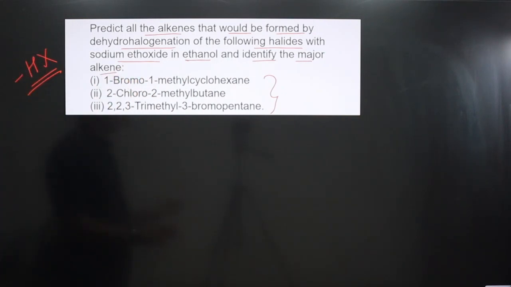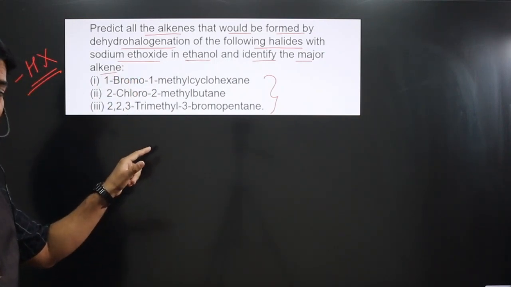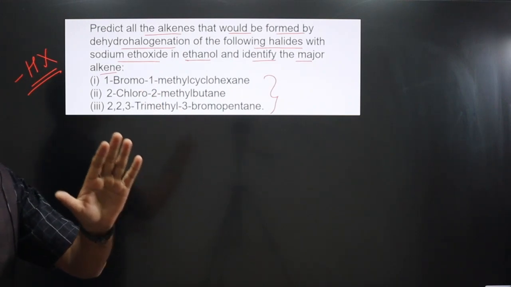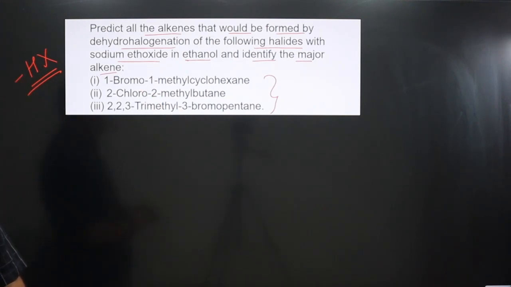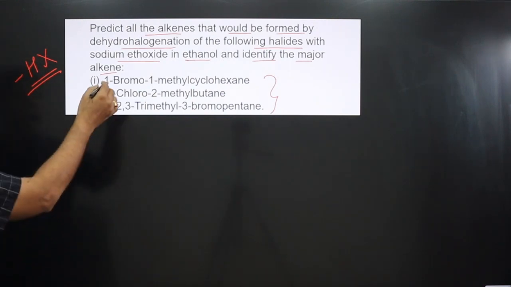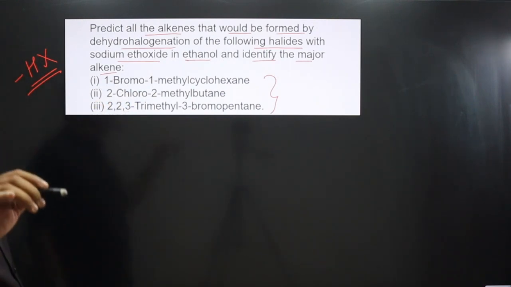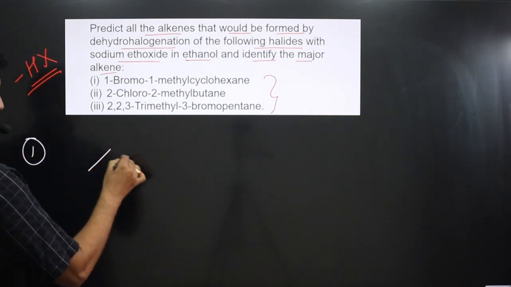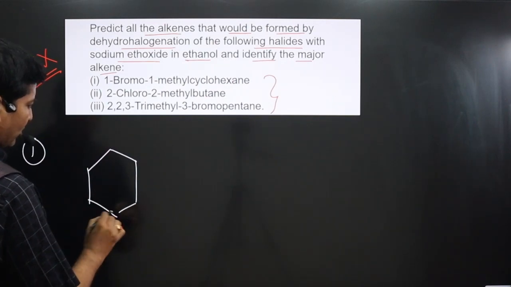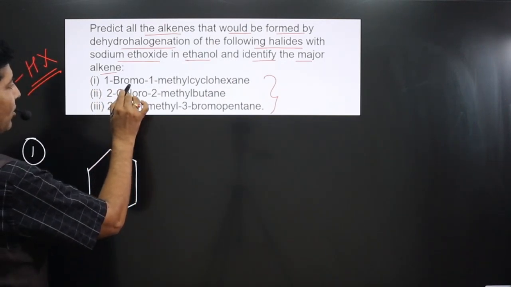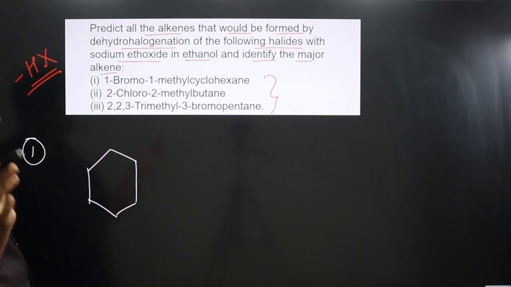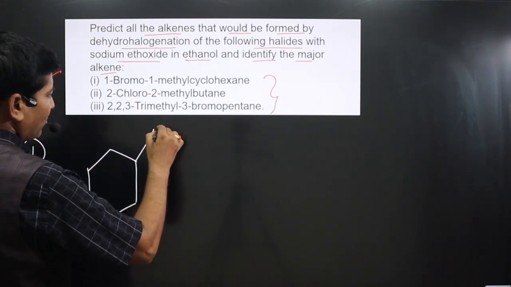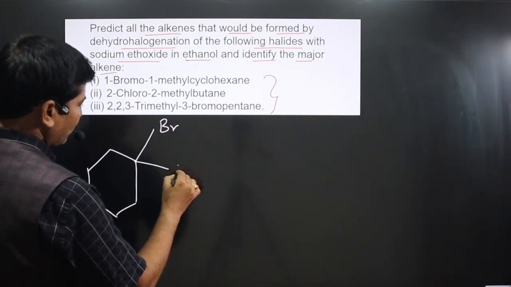First of all, we have to carry out the elimination reaction of these halides, and then we have to identify the major product in the reaction. Let me take the first reactant: 1-bromo-1-methylcyclohexane. First of all, we can draw the structure. We have the cyclohexane, and 1-bromo-1-methyl means both groups are attached to one carbon. You can see Br is there, and CH3 is there.